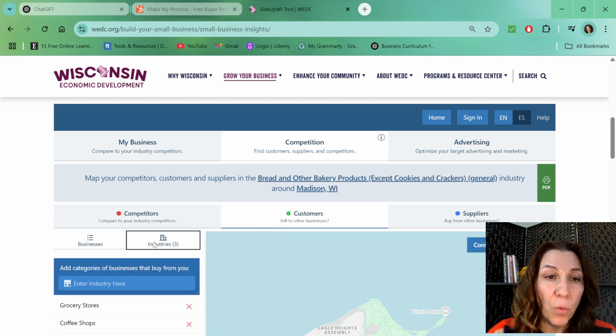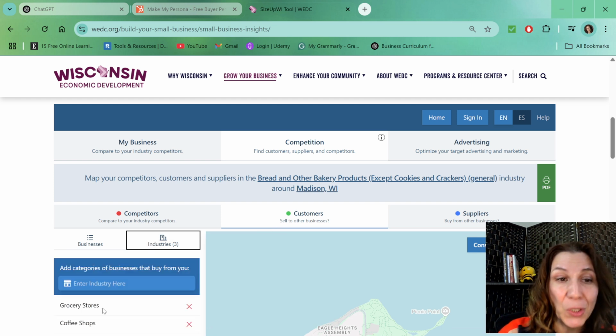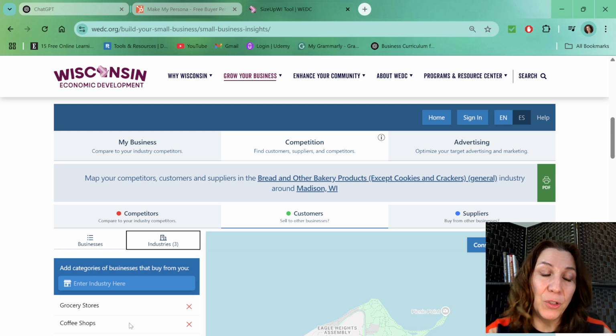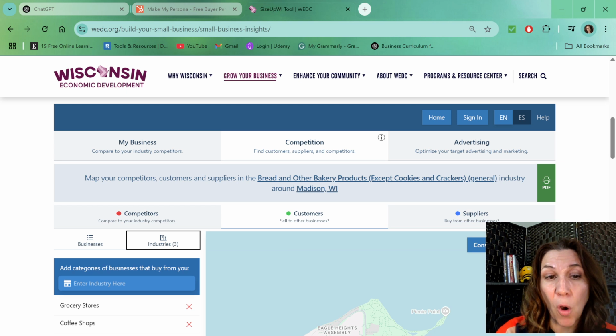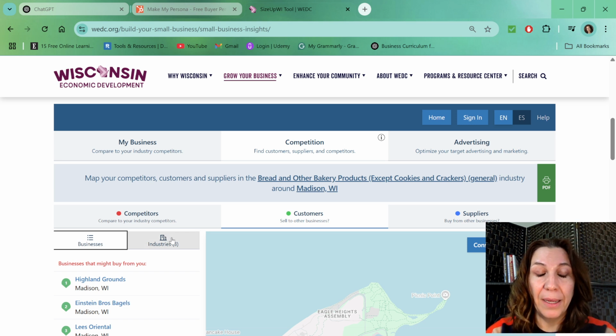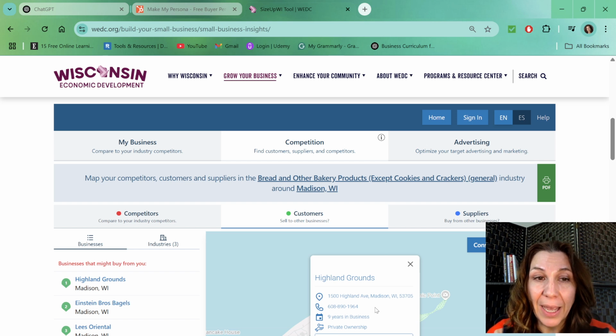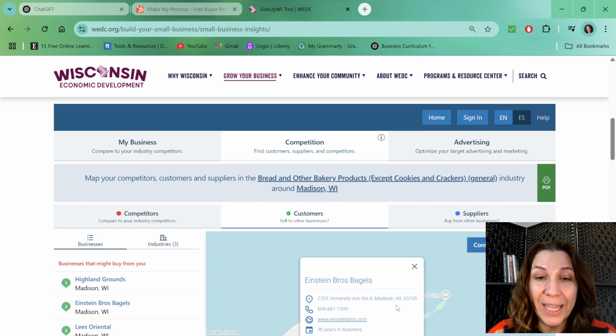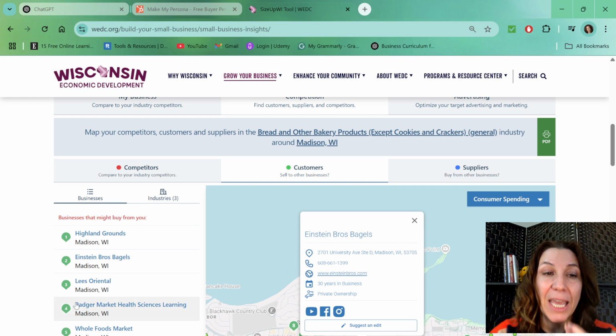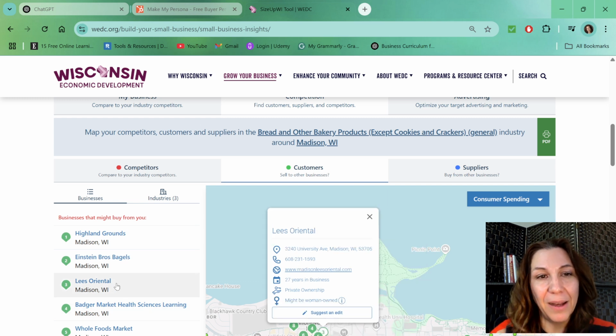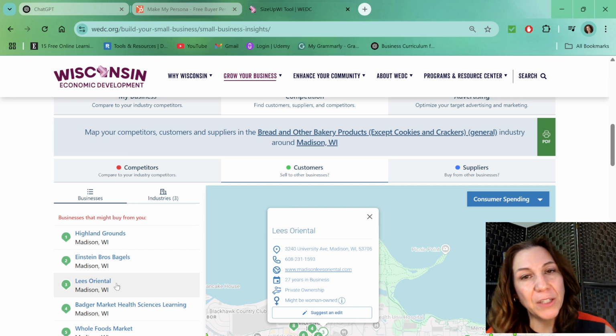Here, the same thing. Who are your customers? Maybe you sell to grocery stores, maybe coffee shops. They're your competitors, but they can buy from you. Sometimes farmers and co-op retail stores. So you just enter the industry here, and this tool searches and gives you an address and phone number. Once you click on each of them, you can call them and say, hey, can you buy? Of course, some of them are not your customers and will never be, but some of them you have not even thought about.